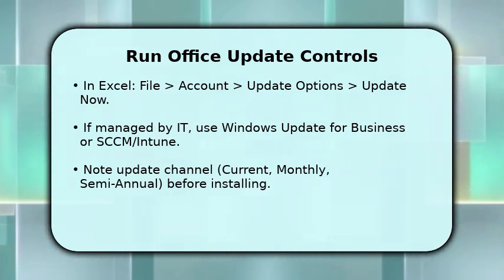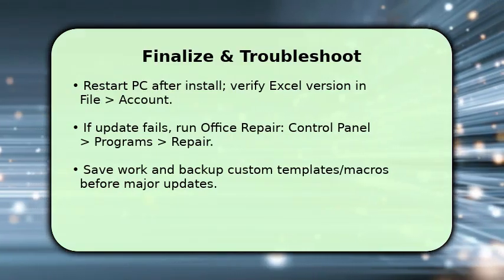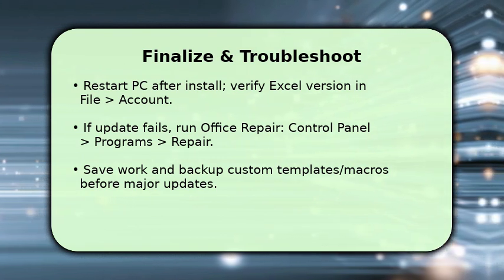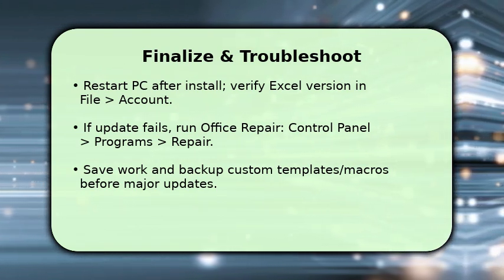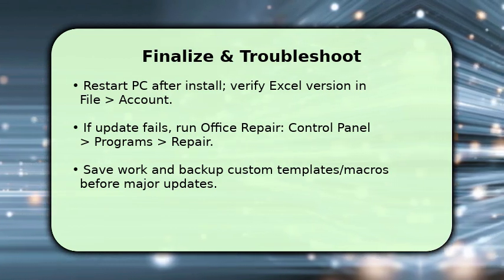Finish by restarting your PC so all Office components register correctly, then open Excel and confirm the version number under File Account. If the update fails, run Online Repair from Control Panel or Settings to fix corrupted files. This typically resolves missing updater errors.